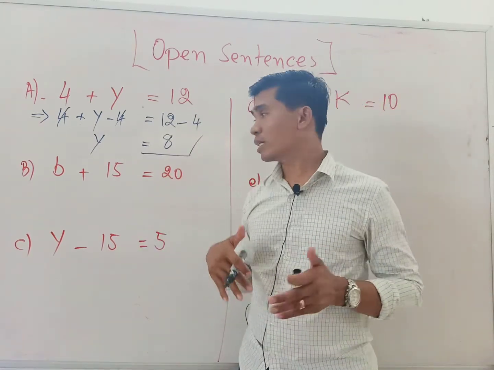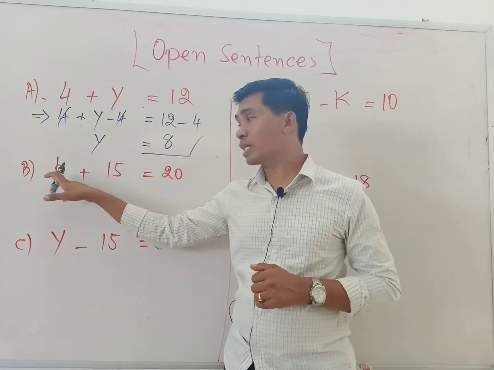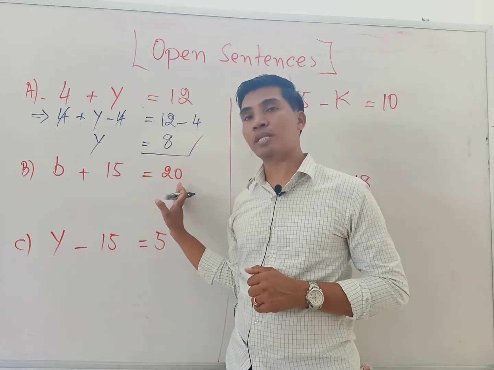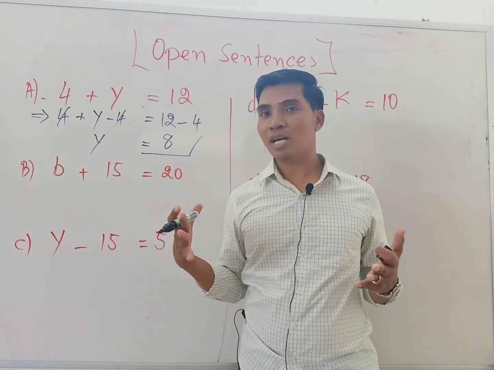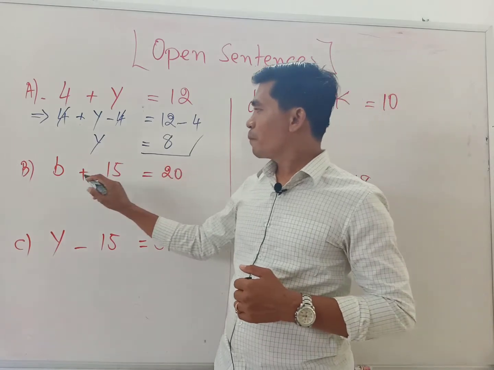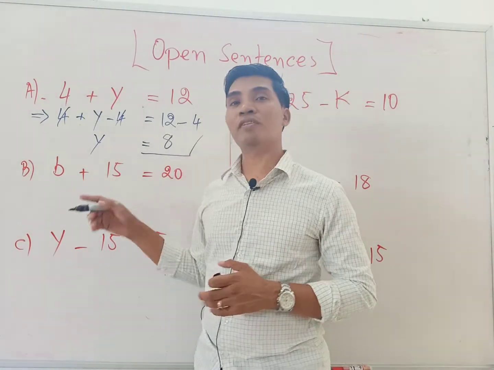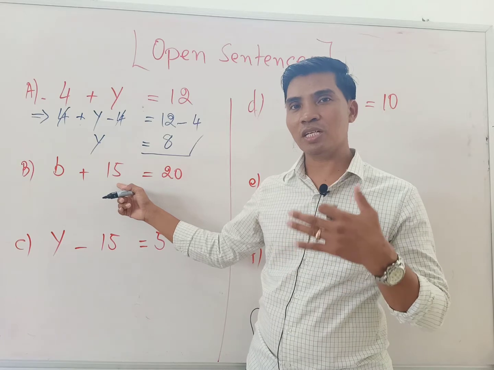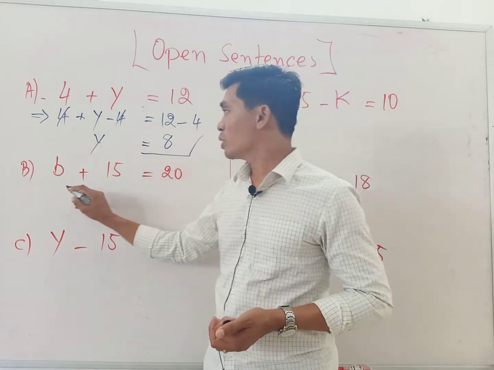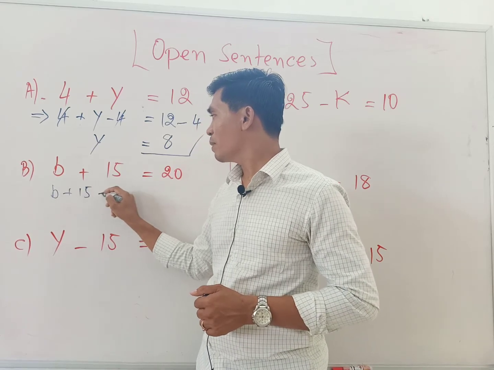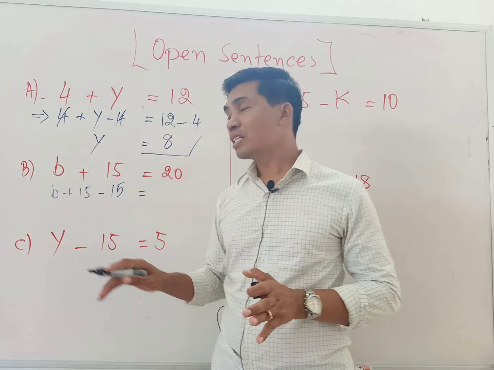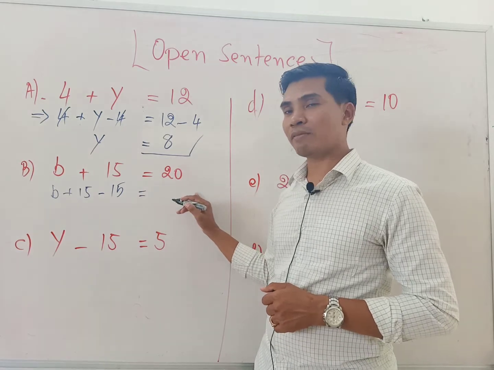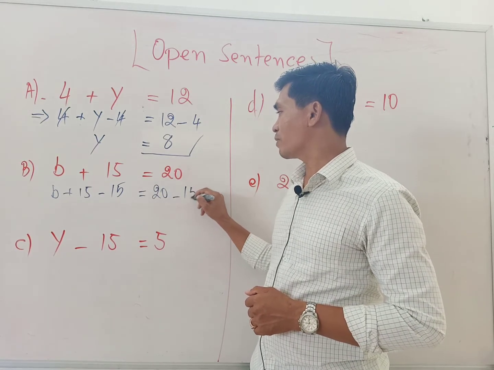Now we move to B. In B, the missing part is B. So B plus 15 equals 20. How can we answer this one? We have to remove 15. So you know the rules. When this one is addition, we use the subtraction inverse relationship. So B plus 15 minus 15, because I want to remove 15 away. When I add negative 15 here, you have to place 15 on this side also. So 20 minus 15.